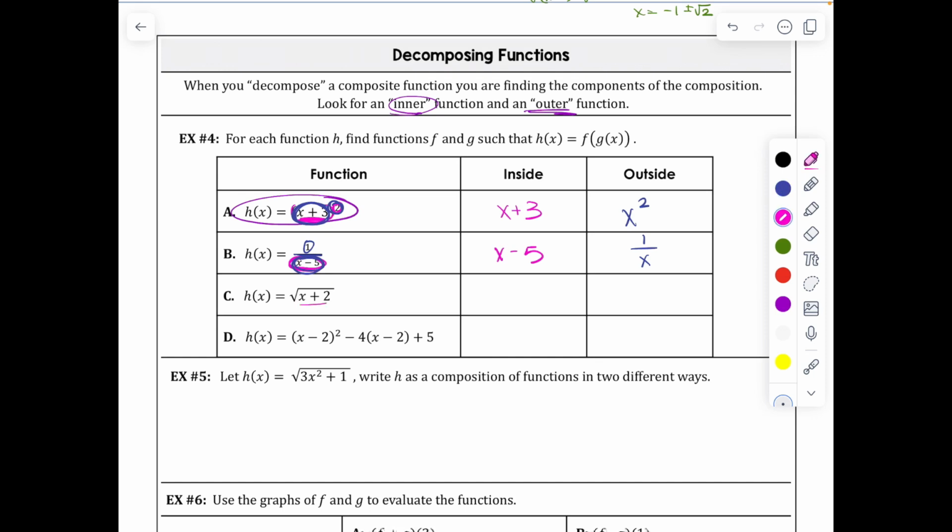The next one, the inside function is x plus 2, and the outside function is the root of all that stuff. So we'll say root of x. And then for the last one, notice how they're the same here. This is my inner function, x minus 2, and then this squared minus 4 times this plus 5, which tells me the outside function has to be x squared minus 4x plus 5.